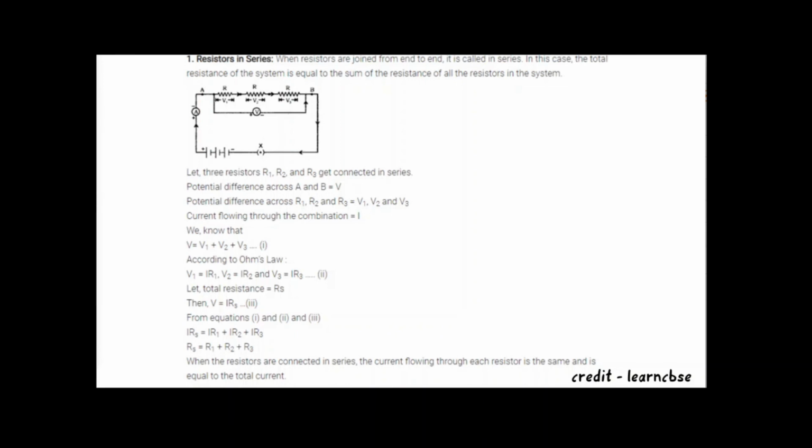Let the total resistance equal RS, then V equals IRS. From equations 1, 2 and 3, IRS equals IR1 plus IR2 plus IR3. This implies RS equals R1 plus R2 plus R3, which is our formula for resistances in series.